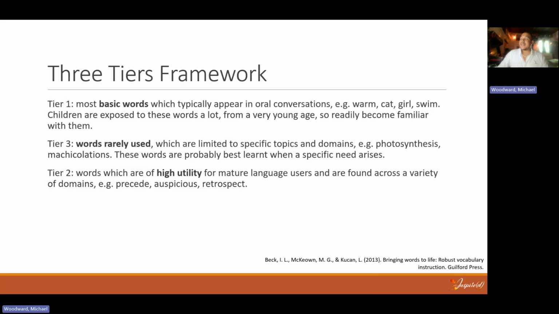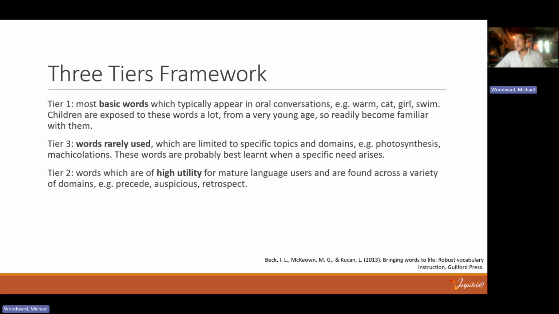We also learned from Beck, McKeown, and Kucan that there is a 3-tier framework when it comes to vocabulary. You have tier 1, tier 3, and tier 2, with tier 1 being the most basic words, those little 3, 4, and 5 point Scrabble words, considered basic. Tier 3 words are more categorically used, words you'll find in photosynthesis, words limited to specific topics.